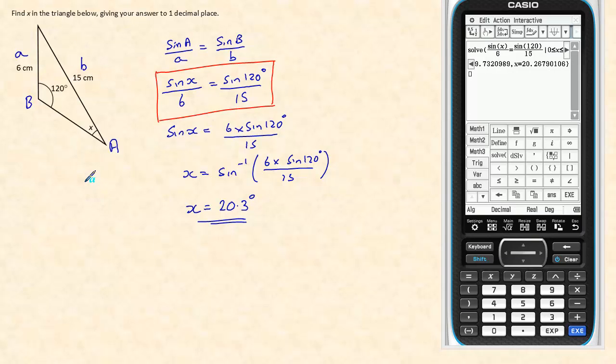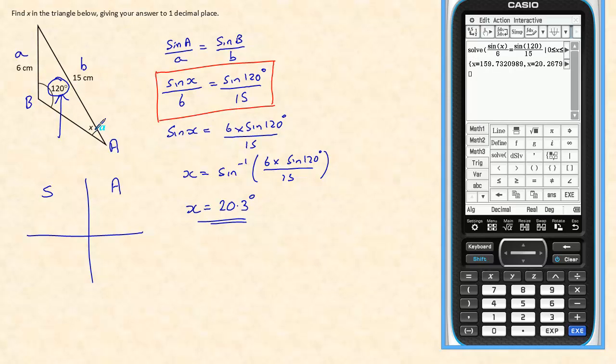Now we get both of those solutions in that range because the calculator knows about this. But we need to additionally use our brain to know that we already had one angle that was 120, so we can't get an obtuse angle here. It has to be the acute angle, and hence the 20.3.